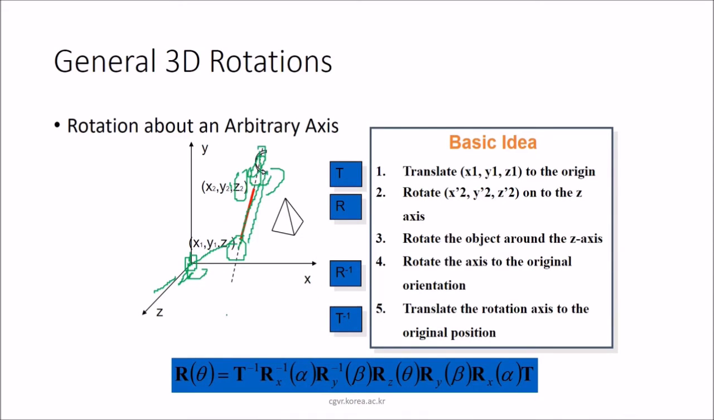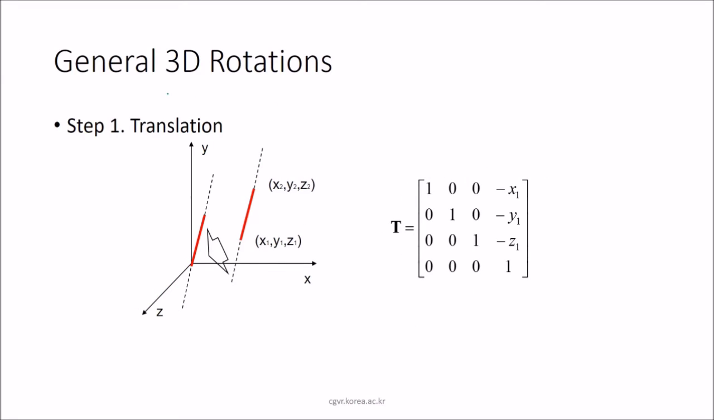So first is your translation, then again rotation, and rotation. This is along z, y. These are different angles, and finally the translation. So this is how the rotation about an arbitrary axis is done. We are just translating it to the origin, then we rotate on the z axis, then rotate around the z axis. Then we rotate the axis to the original orientation and we translate it. So this is the general 3D rotation.